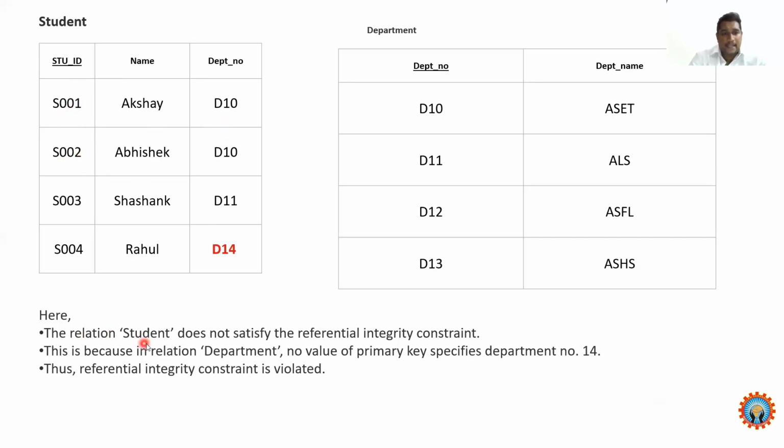Here the student relation does not satisfy the referential integrity constraint. This is because in the department relation, no primary key value specifies department number 14. There is no data for 14 here, but you are inserting 14. It is violating, thus the referential integrity constraint is violated. I hope you understand.